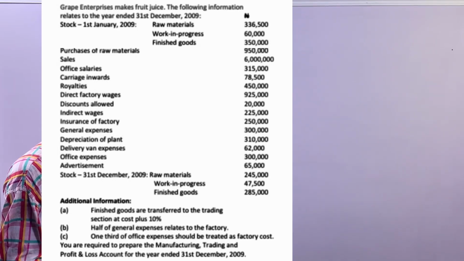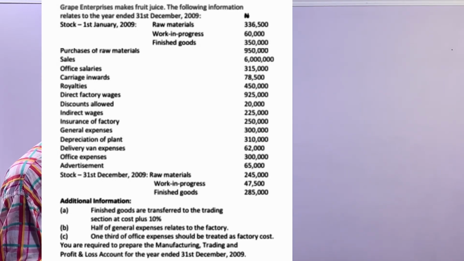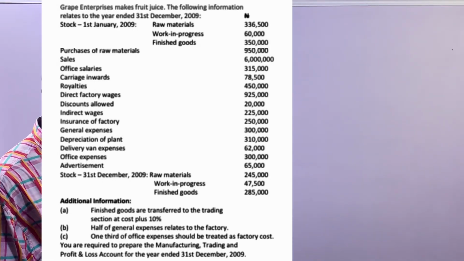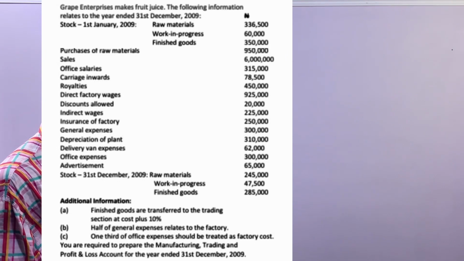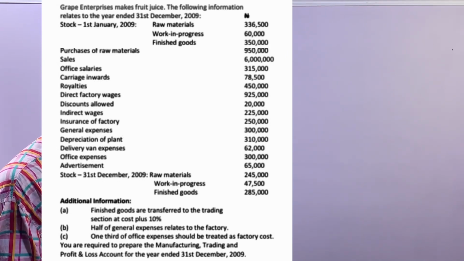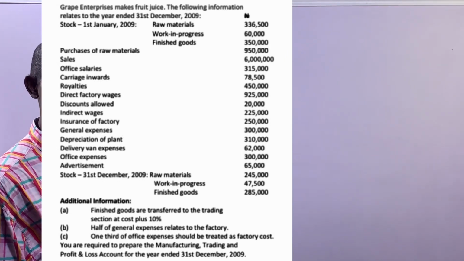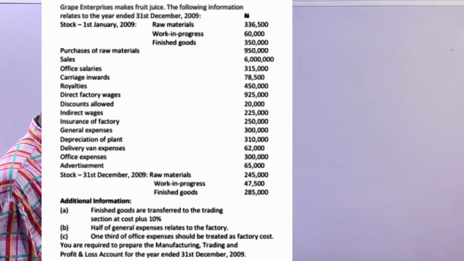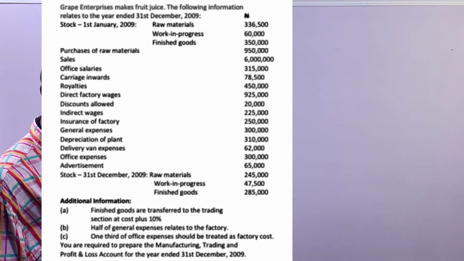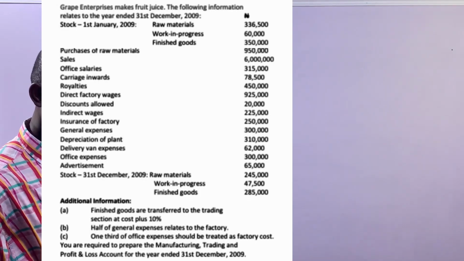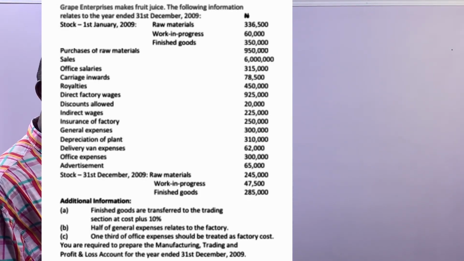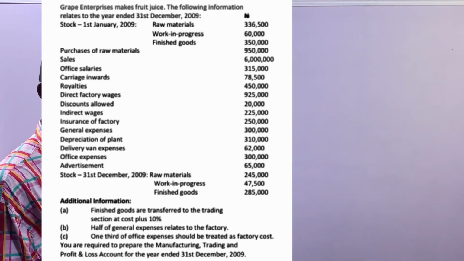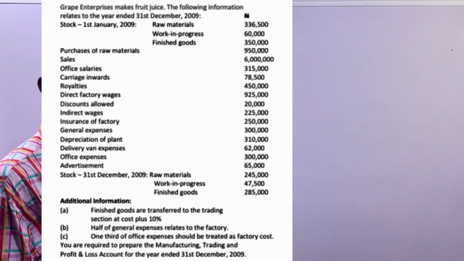Insurance of factory 250,000. General expenses 300,000. Depreciation of plants 310,000. Delivery van expenses 62,000. Office expenses 300,000. Advertisements 65,000. Stock 31st December 2009. Raw materials was given as 245,000. Work in progress 47,500. Then finished goods 285,000.